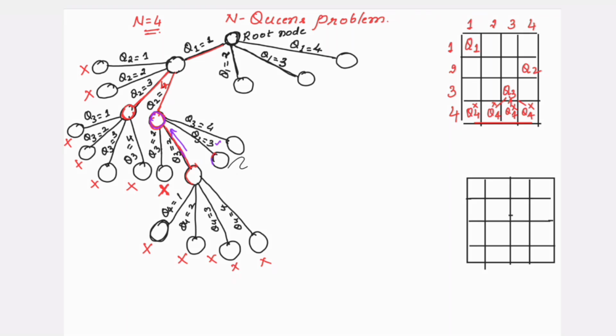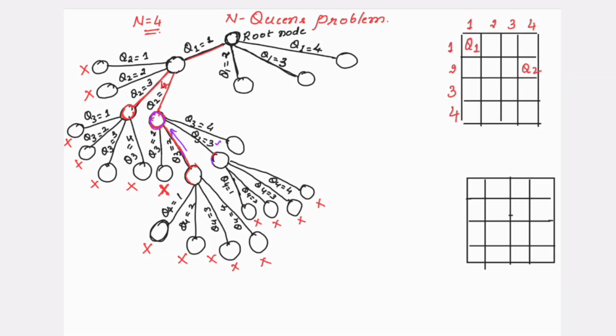Those four options we need to show it here. So we have seen just now it is not possible, all these options: q4 equal to 1, q4 equal to 2, q4 equal to 3 and q4 equal to 4. All these options are not possible. For us, once again we need to backtrack.